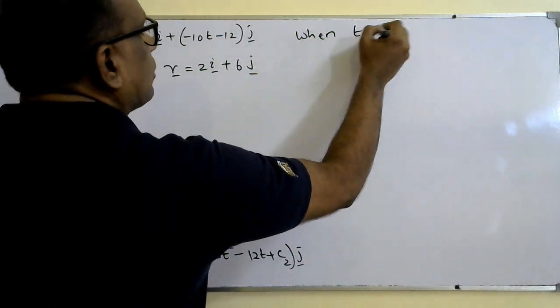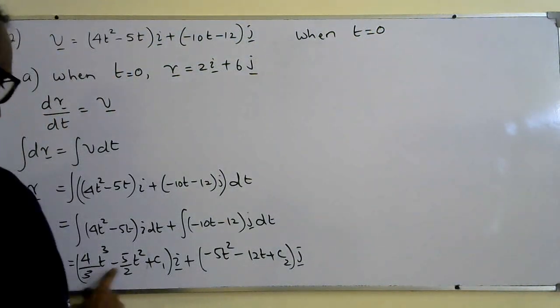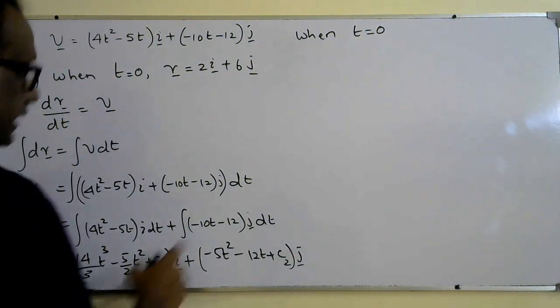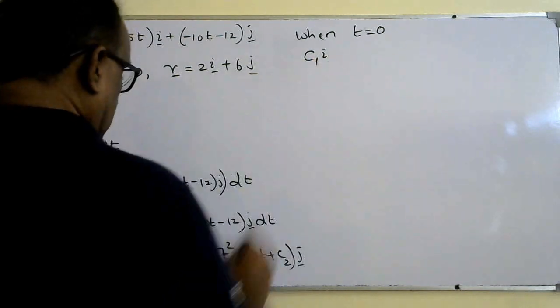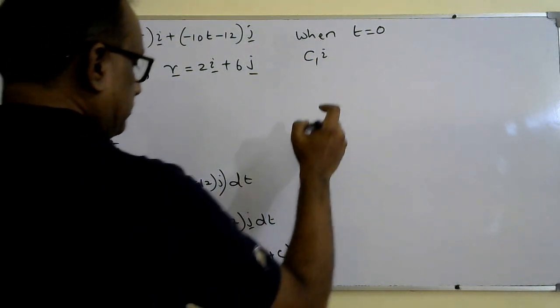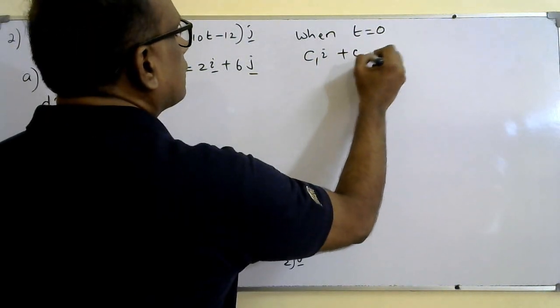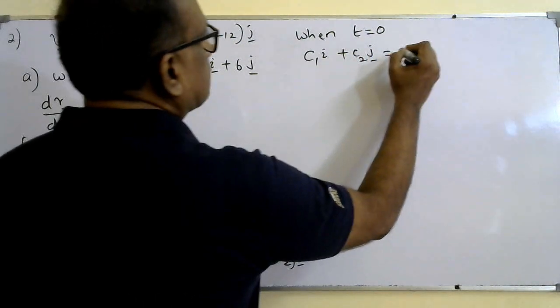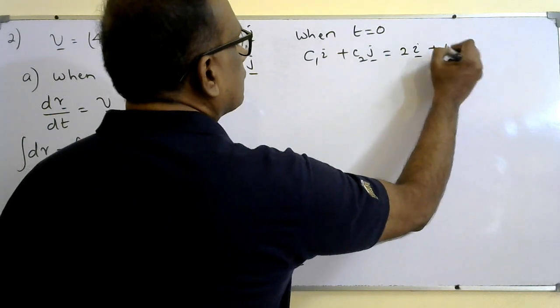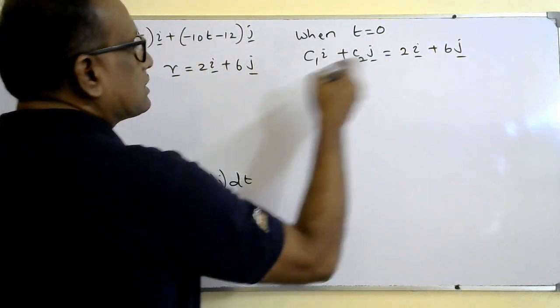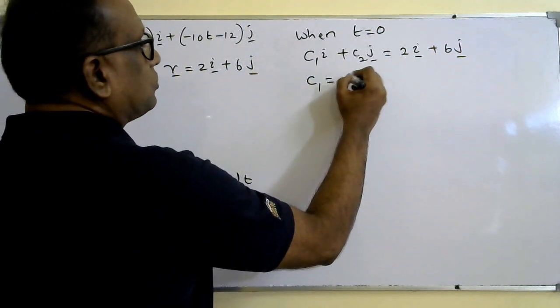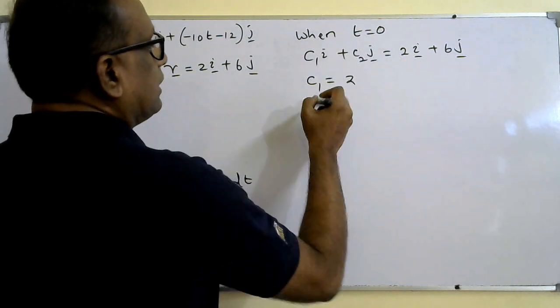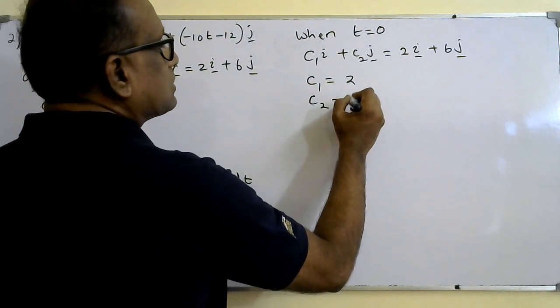When t equals 0, it will become 0, 0, c1 i, 0, 0 plus c2 j, equal to 2i plus 6j. So from this, c1 is equal to 2, i should be equal to i, and c2 is equal to 6.